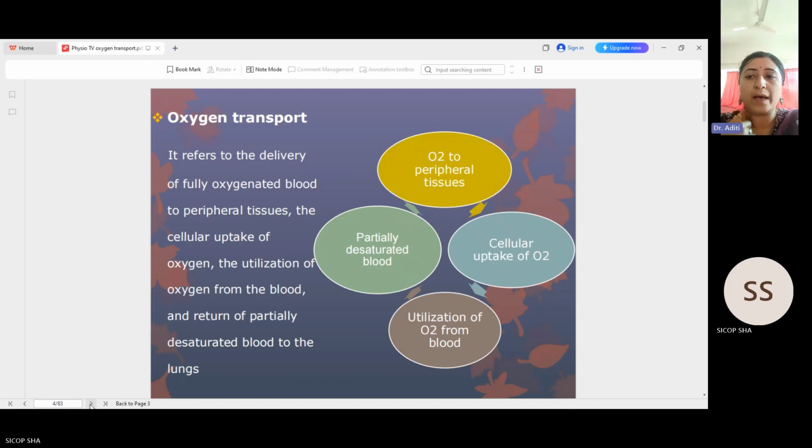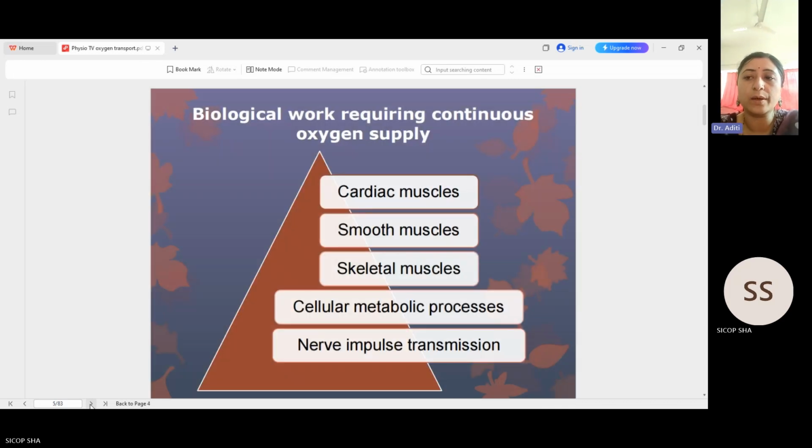Now, next slide. Biological work requiring continuous oxygen supply are the cardiac muscles, smooth muscles, skeletal muscles, various cellular metabolic processes that take place, and also the nerve impulse transmission. So all these things require continuous oxygen supply.